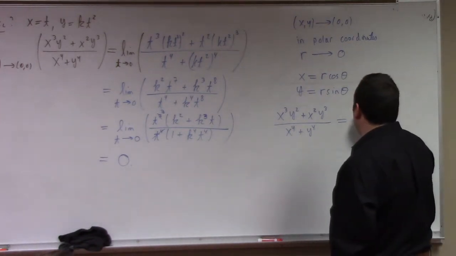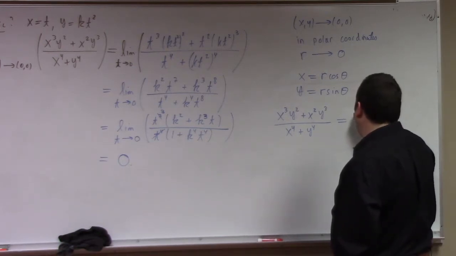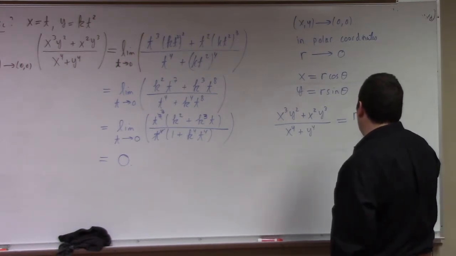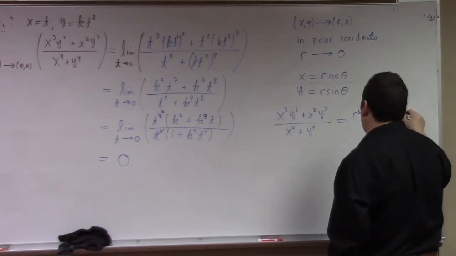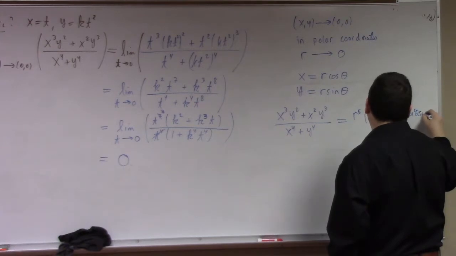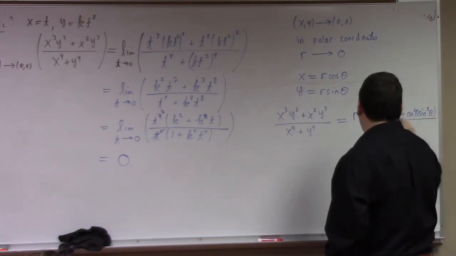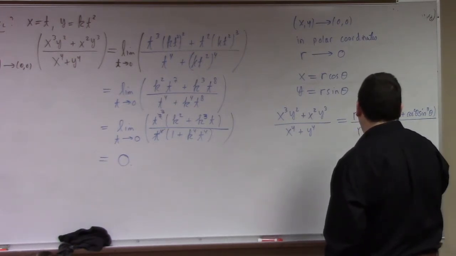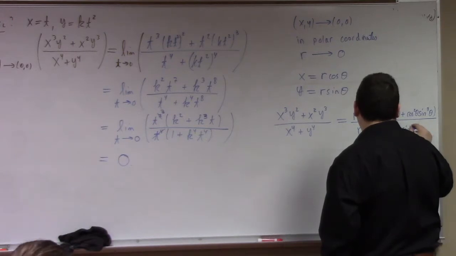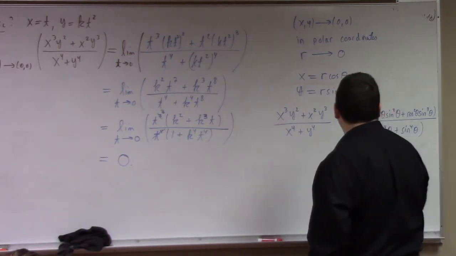We've got cosine, we have r to the 5th upstairs, and we've got cosine cubed theta sine squared theta plus cosine squared theta sine cubed theta, divided by r to the 4th times cosine to the 4th theta plus sine to the 4th theta. Now this is wonderful.